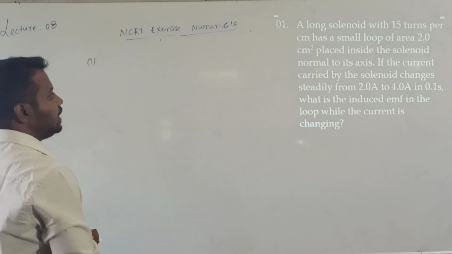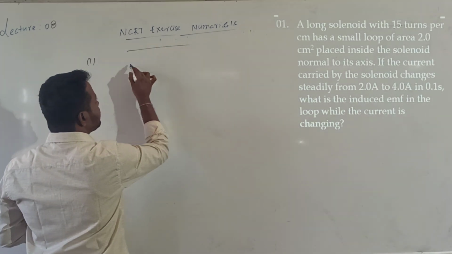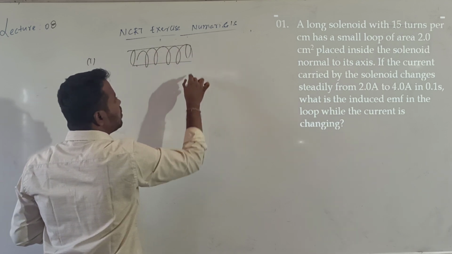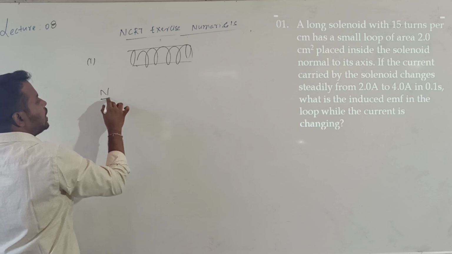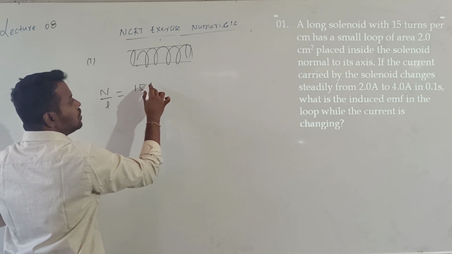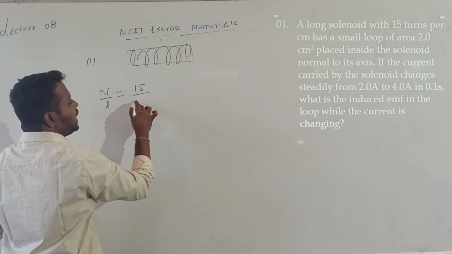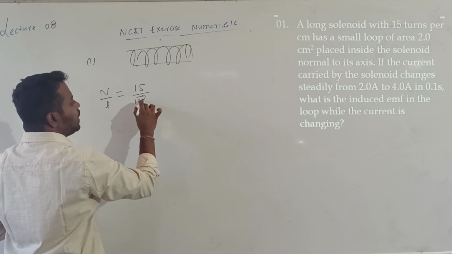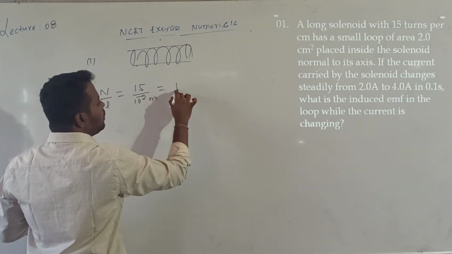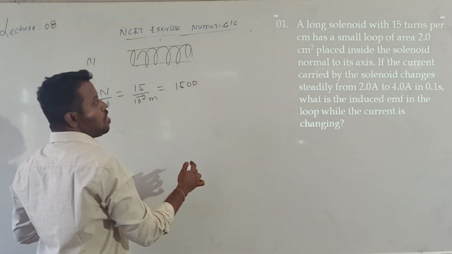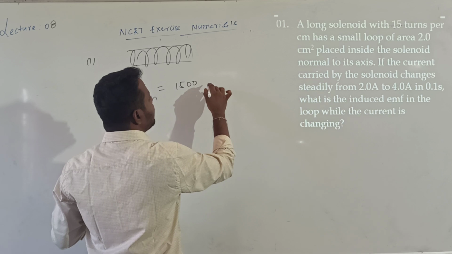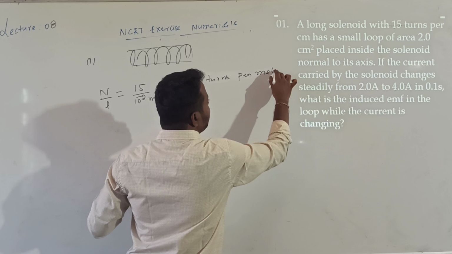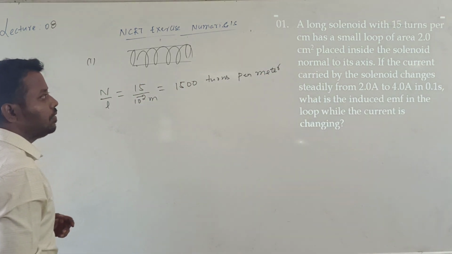A long solenoid is given. We need the number of turns per unit length, N by L, which is 15 turns per centimeter. Since 1 centimeter is 10 to the power minus 2 meters, this is 1500 turns per meter. Per 1 meter, these many turns are there.